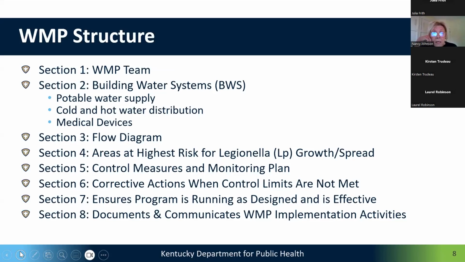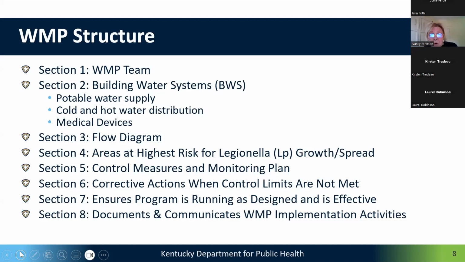So section 1 is the team. Section 2 will describe the entire building water system: the potable supply, the cold and hot water distribution, and your medical devices. Section 3 is an actual flow diagram. We don't see this very often. Section 4 is figuring out where your areas are at high risk for Legionella growth and spread, and your WICRA is going to support this.